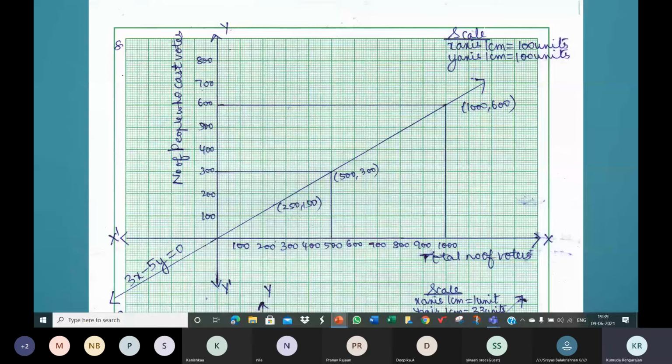Ax plus by plus c is equal to 0 is the standard form of a linear equation in two variables x and y. The condition is that a and b should not both be 0 at the same time. Both a and b should not be 0, otherwise you will lose both x and y.